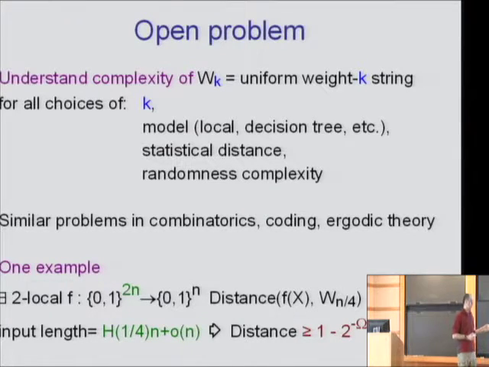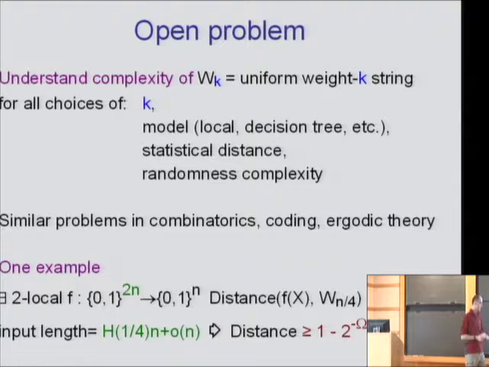And interestingly, there are actually similar problems in combinatorics, coding theory, and ergodic theory. The main difference seems to be actually the setting of parameters. Like they don't care about the same type of asymptotics that we do. And here is one specific example that you can think about tonight. So first a fact, and then a challenge.